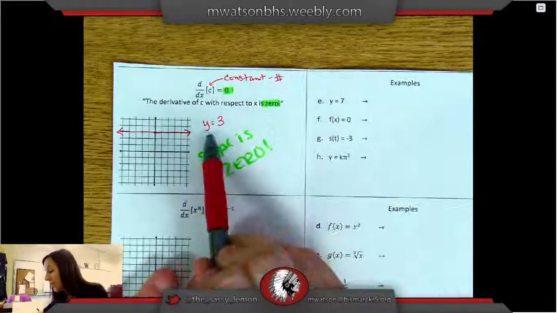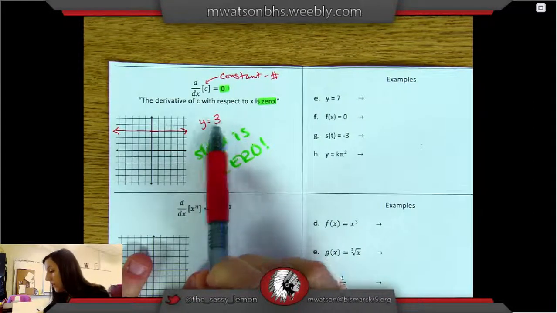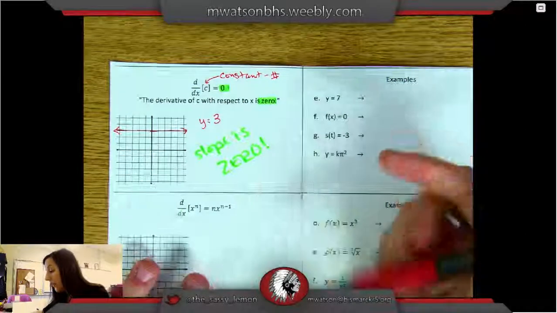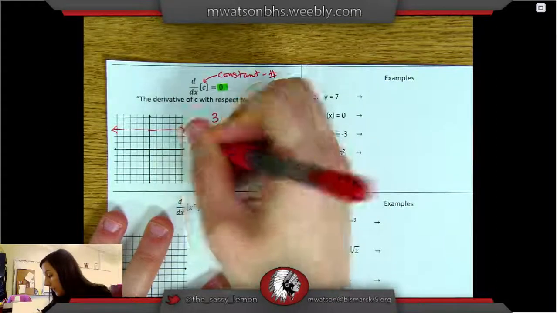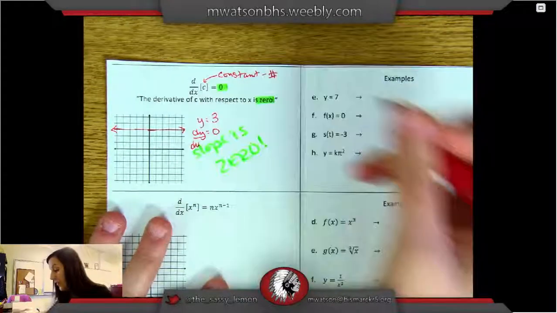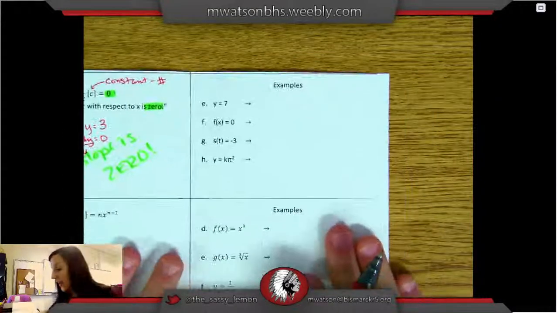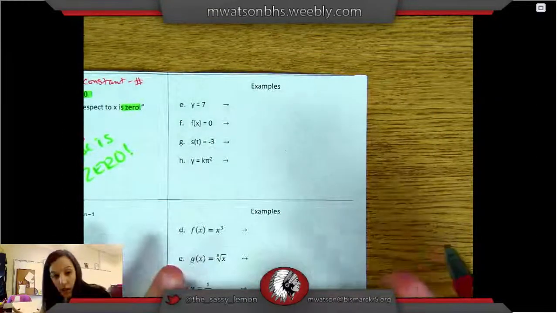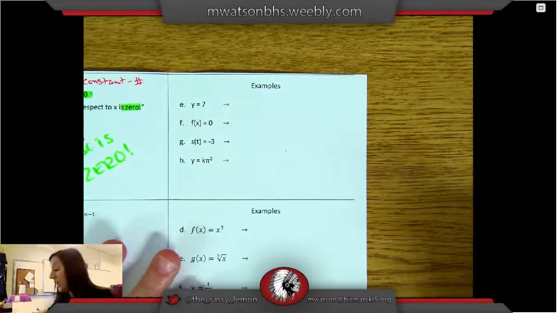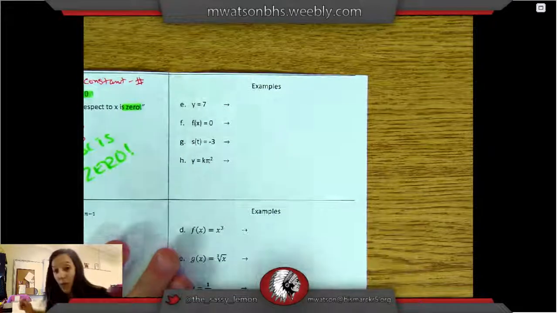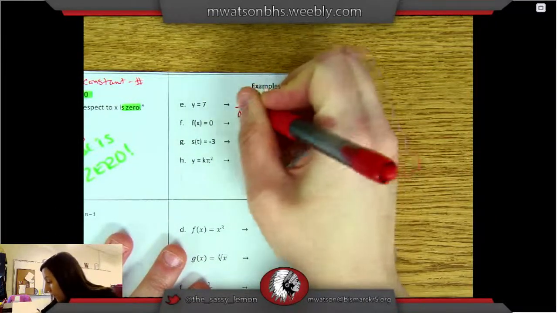If you have an equation that is equal to a constant, then the derivative dy over dx, even though there's no x, is 0. Okay, every single time. And so we can look over here. We've got some examples, and we're not going to graph all of these, but if we have y equals 7, that's a flat line going through the y value 7 on the y-axis. And so we would say dy over dx equals 0.